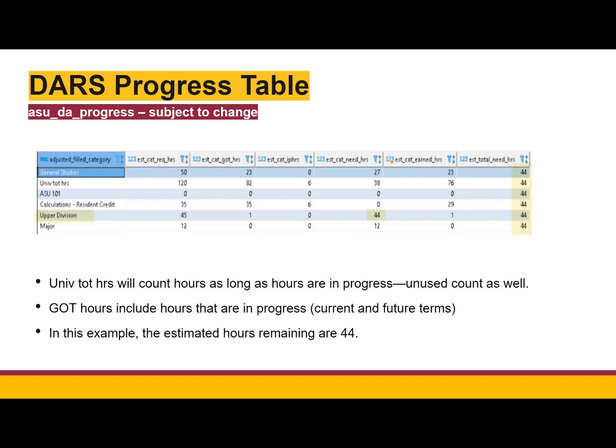So in this example, the estimated hours is 44, and it was pretty simple in that it was simply the upper division hours.